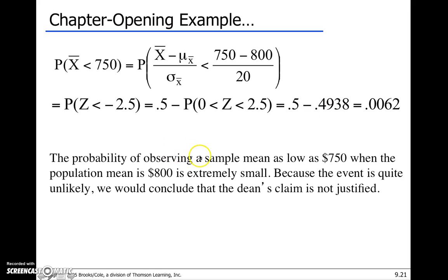The probability of observing a sample mean as low as 750 when the population mean is 800 is extremely small. Because the event is quite unlikely, we would conclude that the dean's claim is not justified.